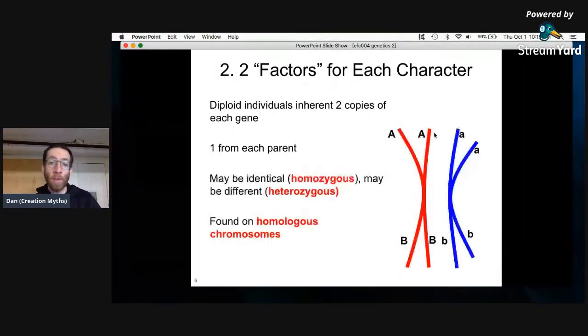Now, those copies can be the same, and that's called being homozygous, or they can be different, and that's called heterozygous.